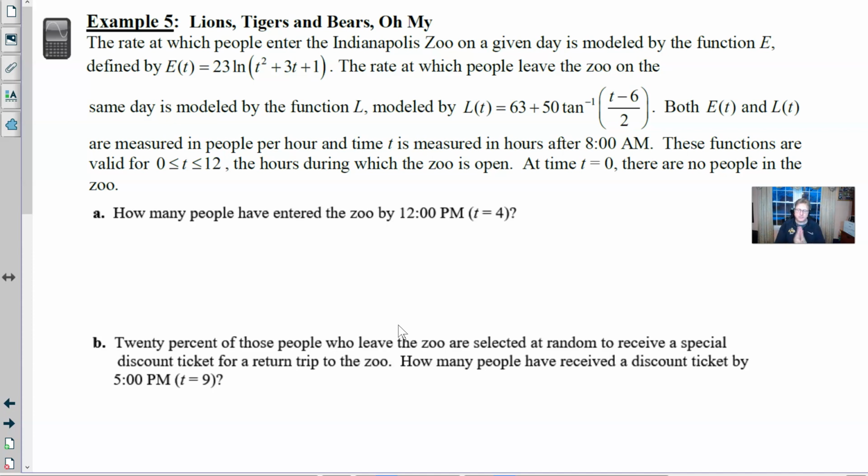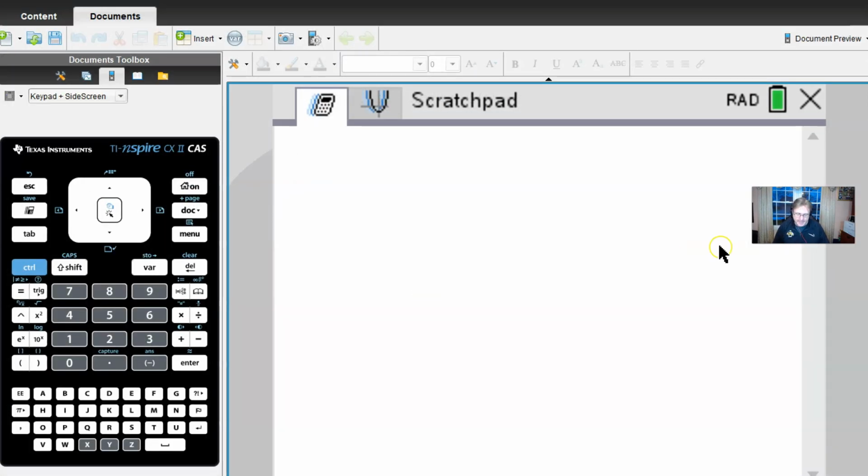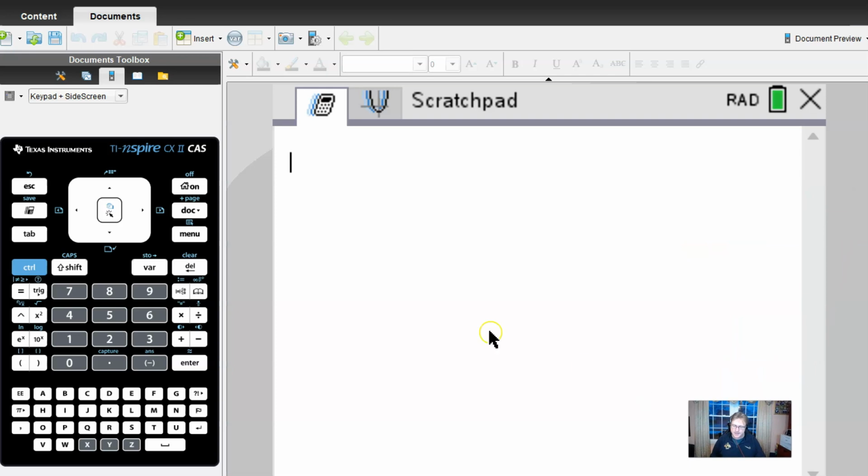Now, because we see a very complicated E of t and L of t, that's why this is a calculator active question. There's no doubt about that. And we're going to want to use our calculator to define these particular functions. So the first thing that we're going to do is jump to the calculator and do just that. Doesn't matter which one we throw in here first. Let's go with the E of t.